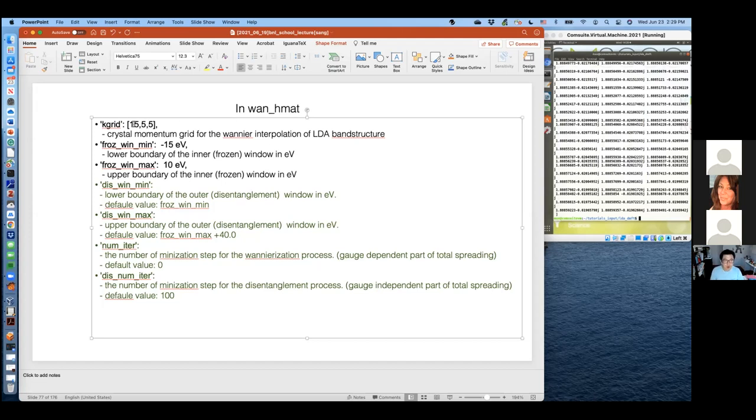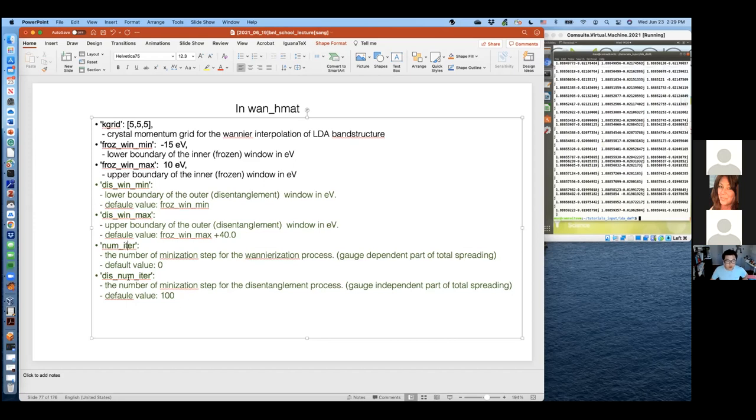As I told you, an important concept is the frozen energy window, for which we can provide the minimum and the maximum. The reason why I set it to minus 15 is just for safety. And all the other parameters are set automatically. For example, we have the disentanglement energy window minimum and maximum, and we can also set the number of iterations for the Wannier function minimization.